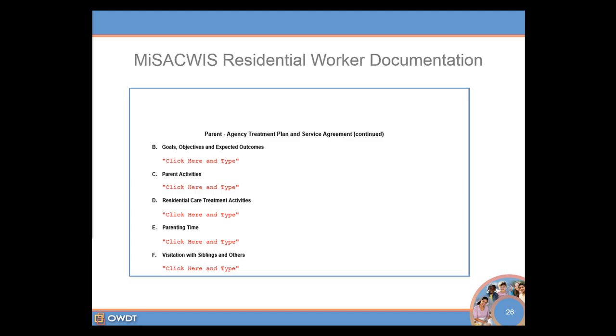The residential caseworker is responsible for documenting the prudent parent information. The information will be documented in the Parent Agency Treatment Plan and Service Agreement under D, Residential Care Treatment Activities.